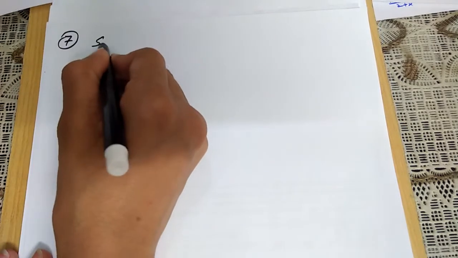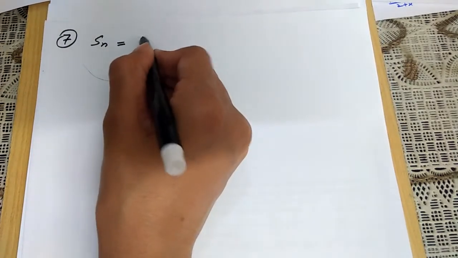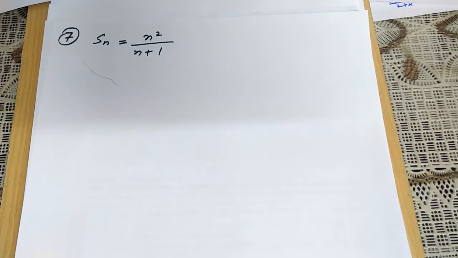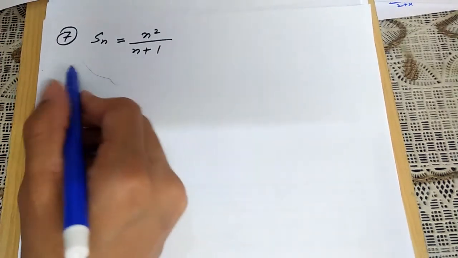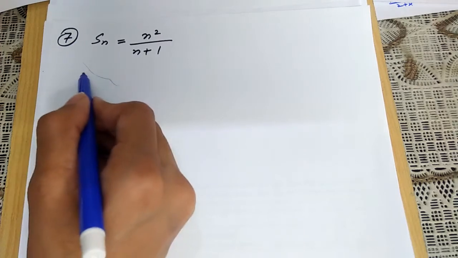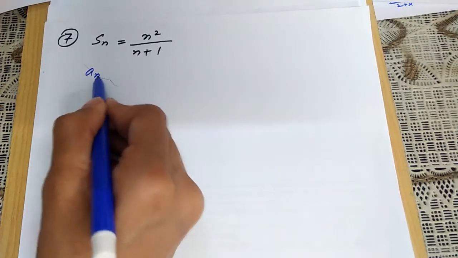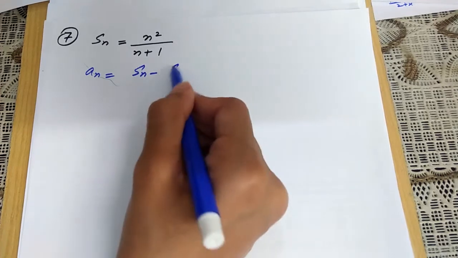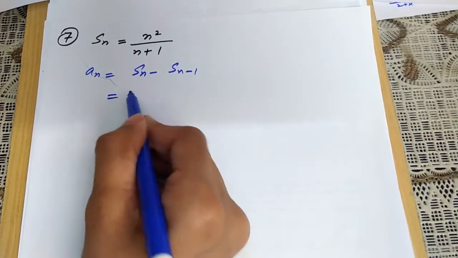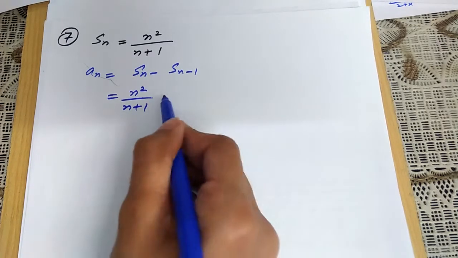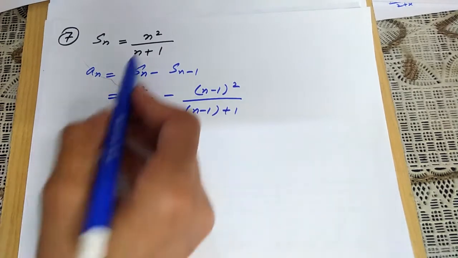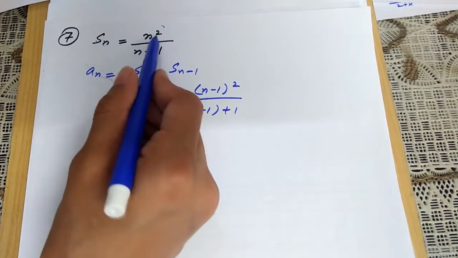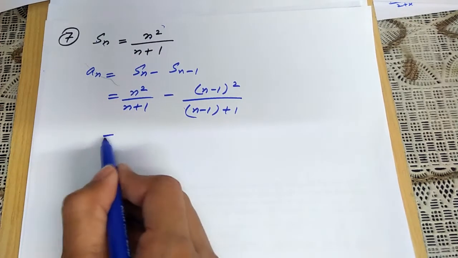Question number 7. The sum of the series Sn is n square over n plus 1. Now to find out the infinite series, the term an will be equal to Sn minus Sn minus 1. That will be n square over n plus 1 minus (n minus 1) whole square over (n minus 1 plus 1). Just replace n with n minus 1 in Sn. You will get Sn minus 1. Now simplify all the terms.